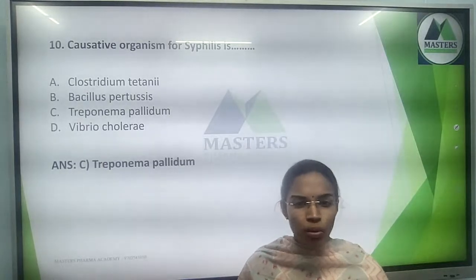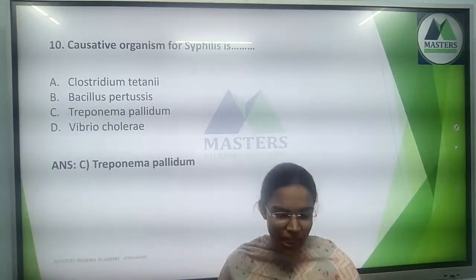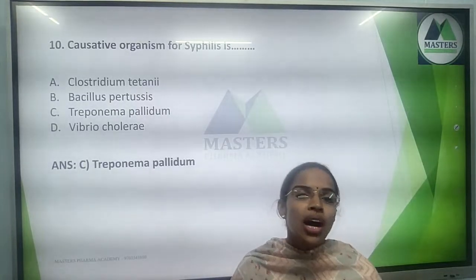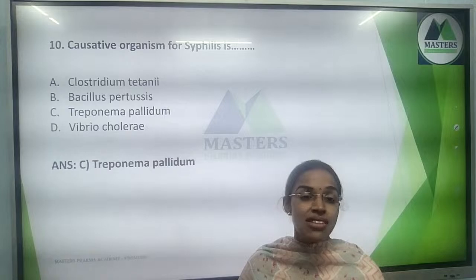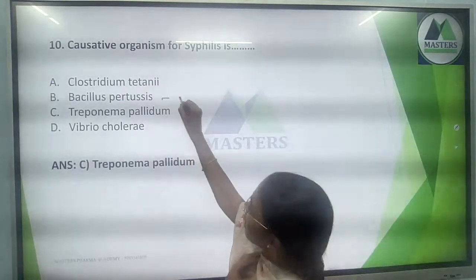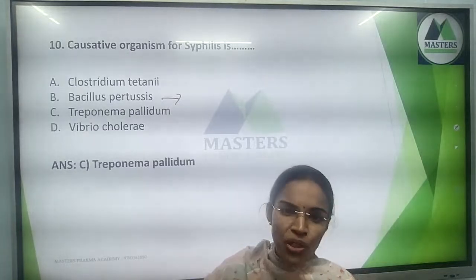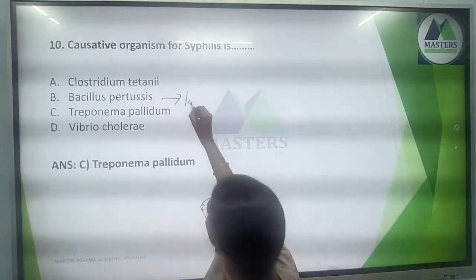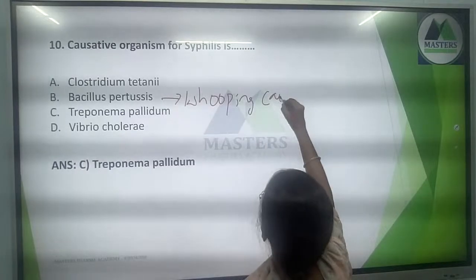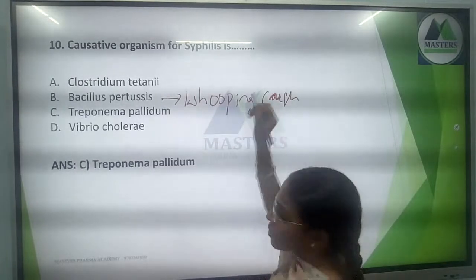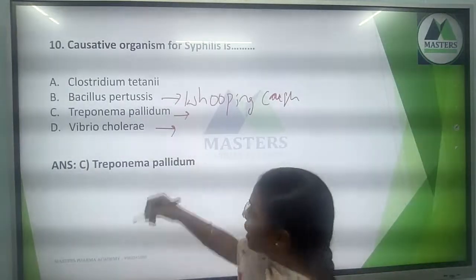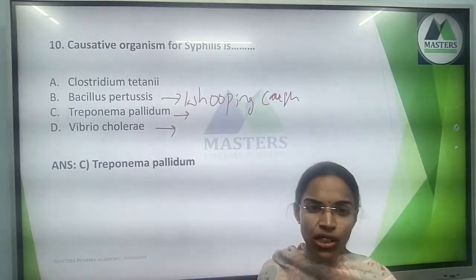Clostridium tetani, option A, causes tetanus. Yes, very good. Option B, Bacillus pertussis, is responsible for pertussis, also known as whooping cough. And Treponema pallidum, the answer to the question, causes syphilis.